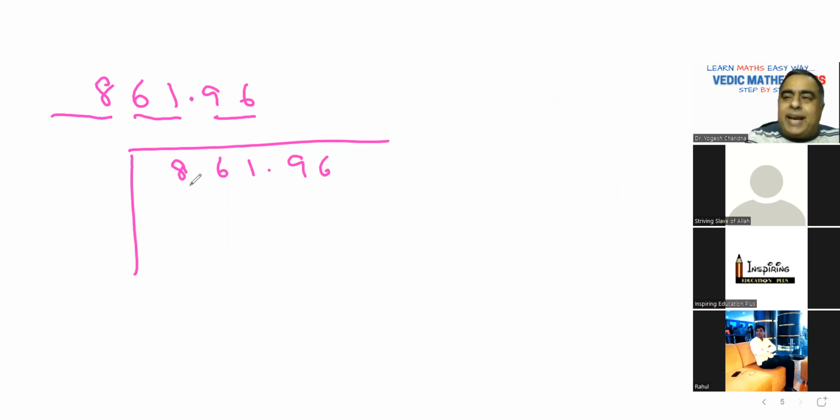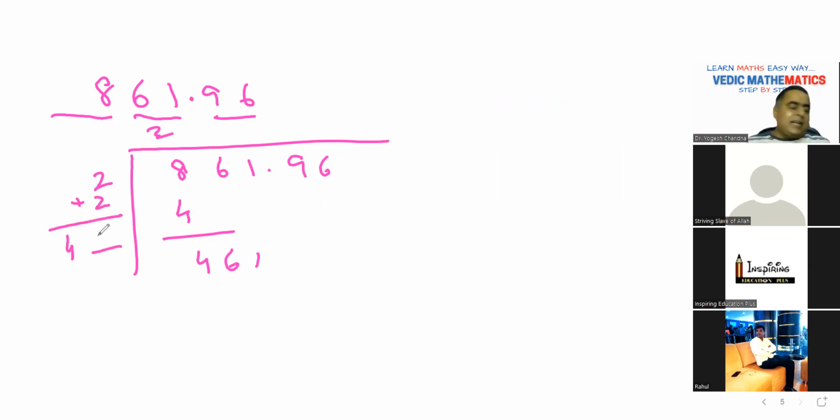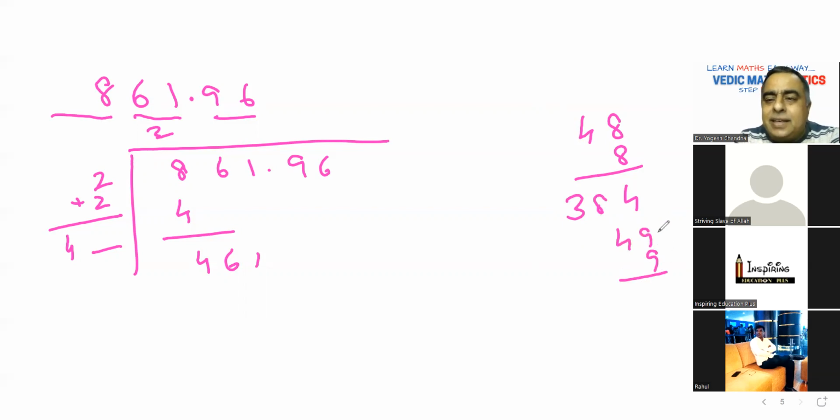So first is 8. What will we have here? 2, 2. We cannot have 3 into 3. 4, 461 plus 2, 4 and something. Any doubt up till here? No, sir. So tell me, let's say 48 into 8, 384. 6 here. 32 and 6, 38, very less. 49, 9.